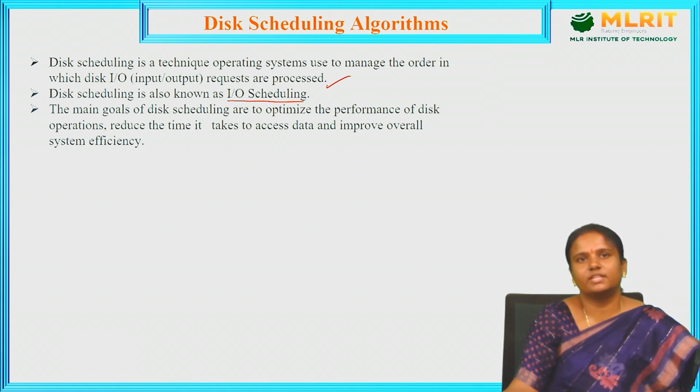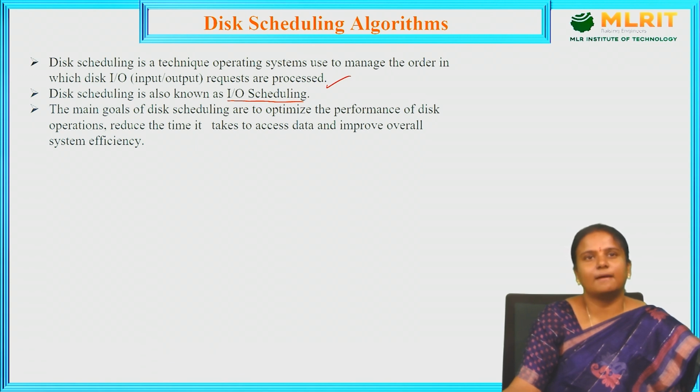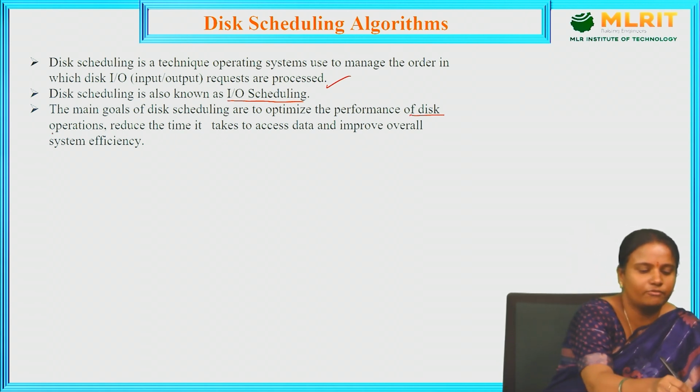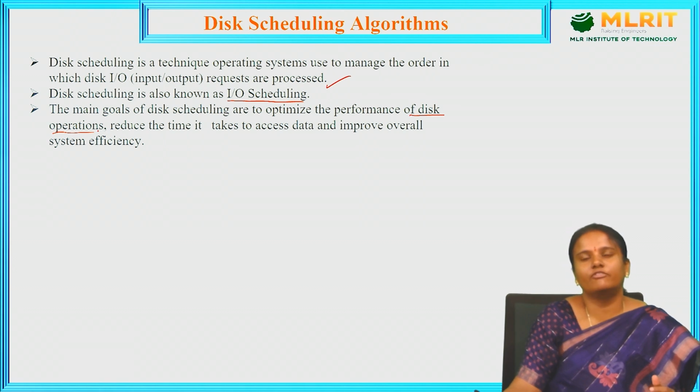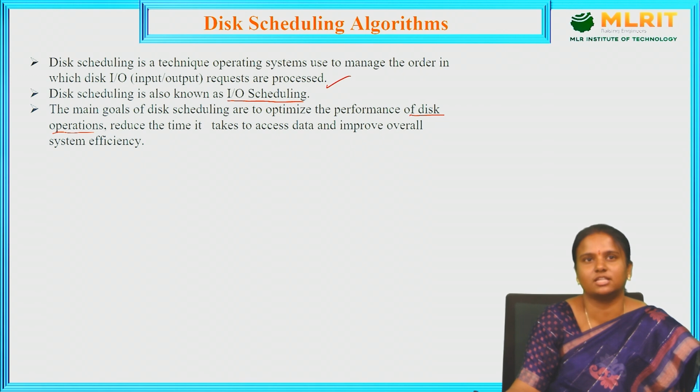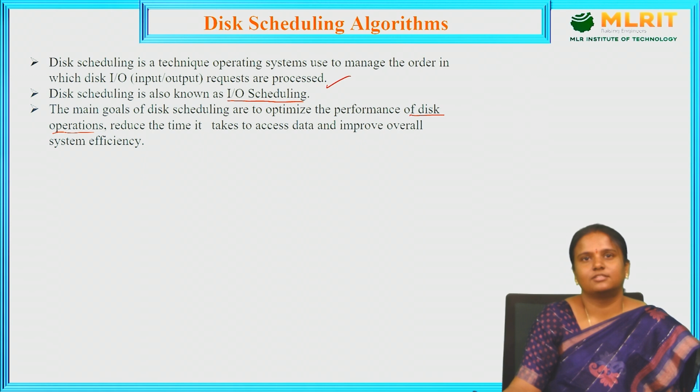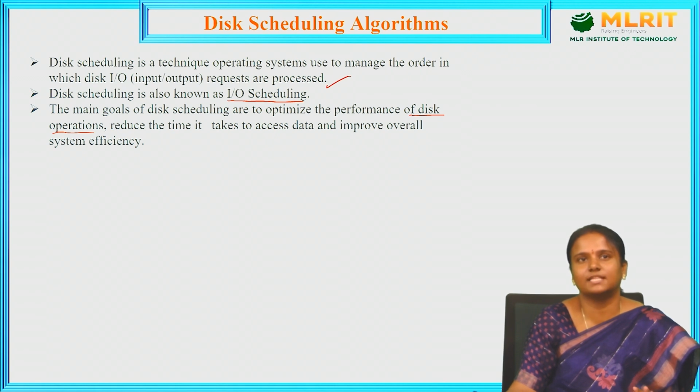So what is the goal of disk scheduling algorithms? The main goal of disk scheduling is to optimize the performance of disk operations. How are we going to manage the disk scheduling, perform each disk operation, and schedule according to the disks? The disk arm is placed optimally so that the operations can be reached and performed.